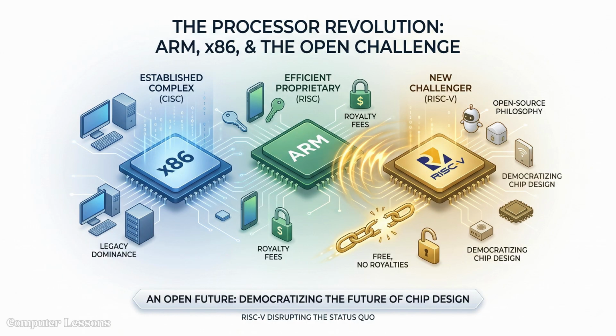Beyond ARM and x86, a new challenger called RISC-V is gaining momentum. While ARM is a licensed proprietary design, RISC-V is fully open source. This means any company can use the architecture for free without paying royalties. This open philosophy could eventually disrupt both ARM and x86 by democratizing the future of chip design.